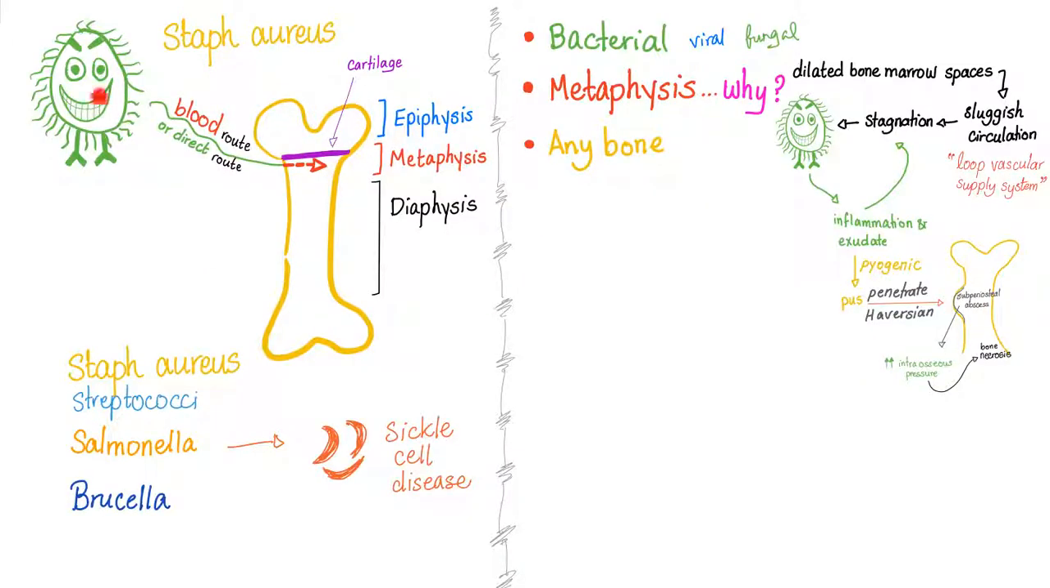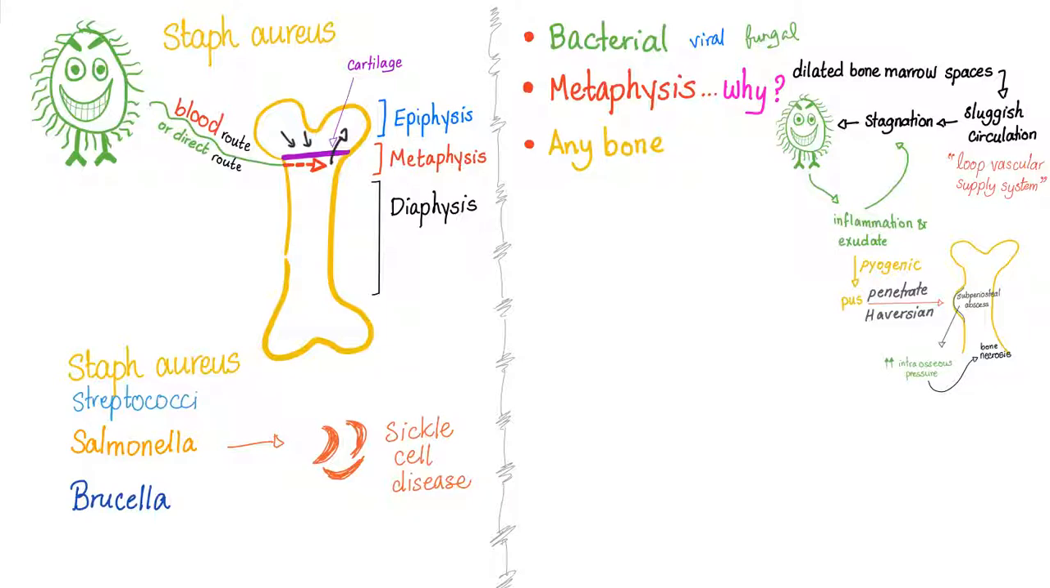The nasty bacteria, also known as Staph aureus, comes through the blood or through direct spread, and it comes to the bone. Where exactly? To the metaphysis. Okay, after going to the metaphysis, can it just go to the epiphysis? No. Why? There is a cartilage plate here, baby.